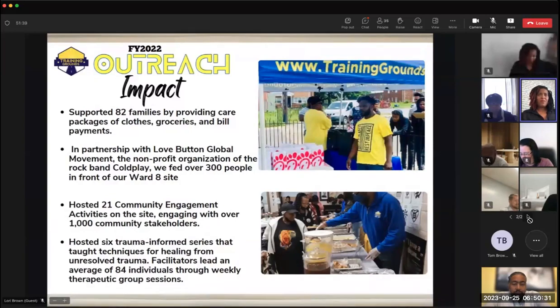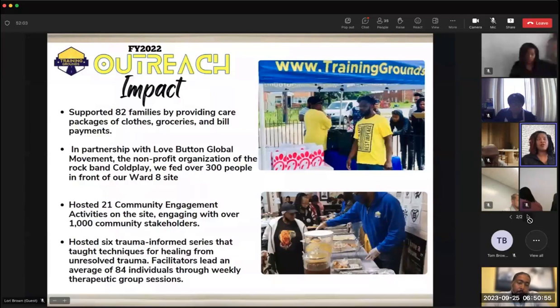And we've actually organized and built 21 other community engagement activities in FY22 at various locations. And the total engagement for the experiences that we've created, we have impacted the lives of over 1,000 community stakeholders.